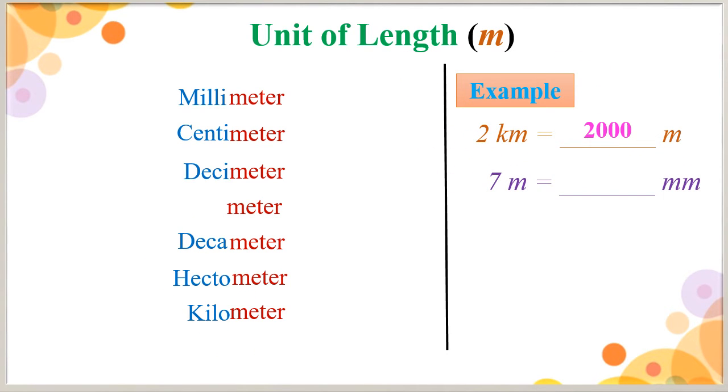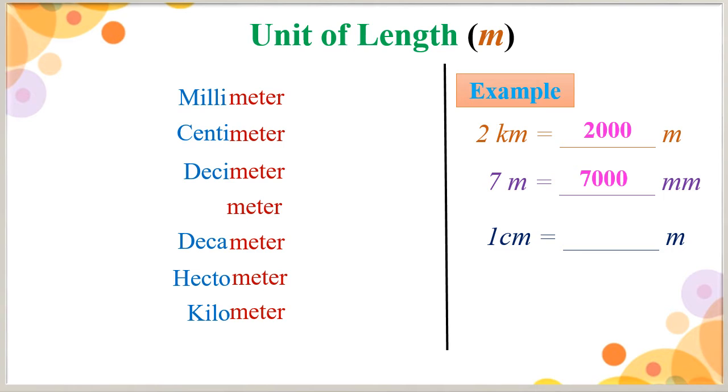Then 7 meter equals dash millimeter. Here also meter is the biggest unit and millimeter is the smallest unit. Now we are going to count the intervals. There are three intervals. That means 10 into 10 into 10 will get 1000. So already we have 7. So 7 into 1000, 7000 millimeter.